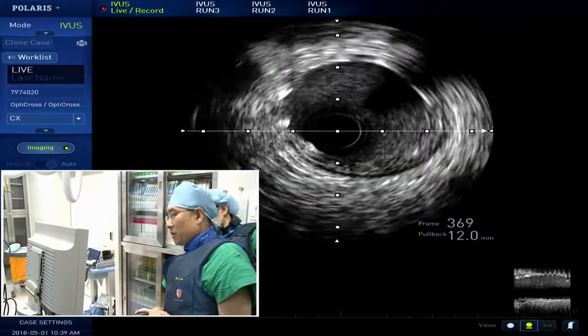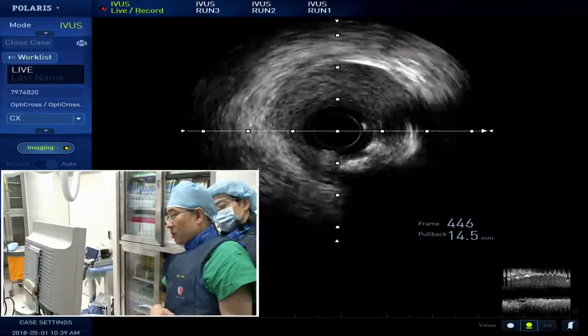Here is the IVUS feedback image on the screen. Go ahead. There is a cross section, well expanded stent, more than 3.30.